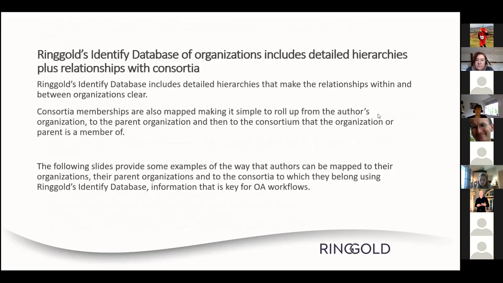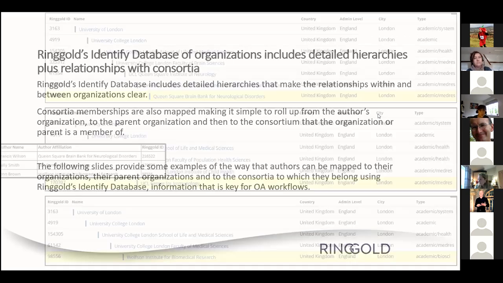So I'm with Ringold, and Ringold's identified database of organisations includes very detailed hierarchies that make the relationships between and among organisations very clear. And we also map consortium membership, so you can roll an organisation up to a relevant consortia. So I'm just going to show a few examples of how this works with author organisations.